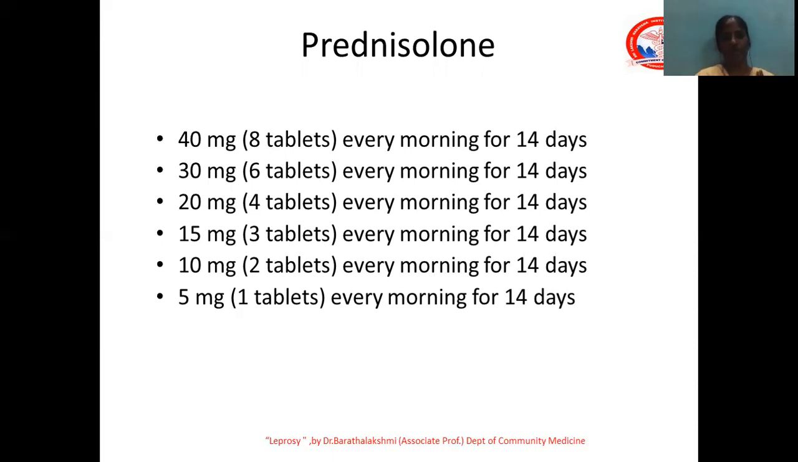As we all know, corticosteroid is a double-edged weapon. We'll have to start properly and we'll have to taper it properly. So start with 40 milligrams, and every fortnight 10 milligrams is reduced, coming to the end of 5 milligrams. This is a complete 12 weeks therapy. For every 2 weeks, we are reducing the drug gradually, and we are tapering and stopping the drug.